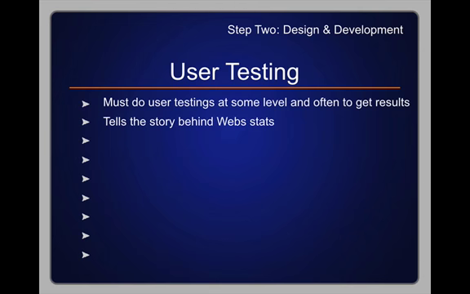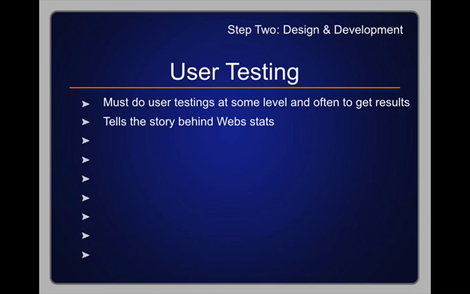User testing also goes a long way to giving you the story behind website stats. Now, we look at a lot of website statistics, and they're great for telling us what's happening on a website, where people come into the site, where they leave, what they do on the site, how they found the site. But they don't tell us very key points of information. For example, why did you leave so early? Why didn't you visit this page? Why didn't you convert into a customer?